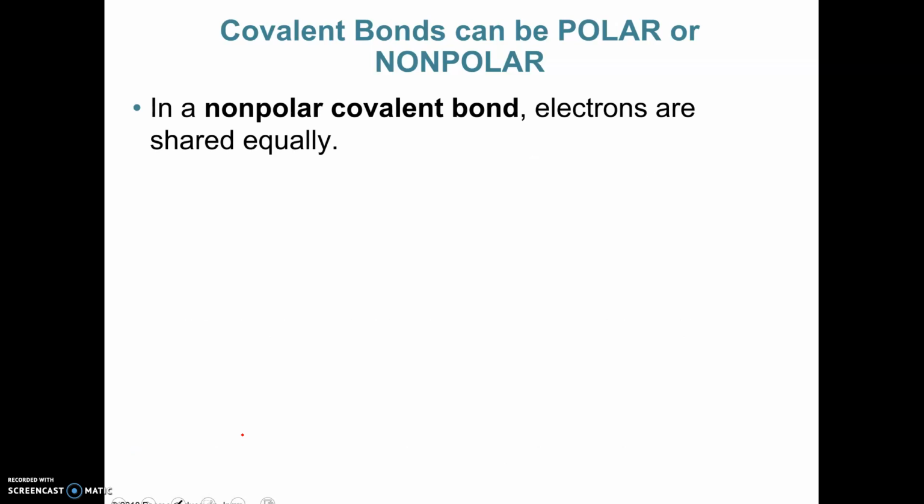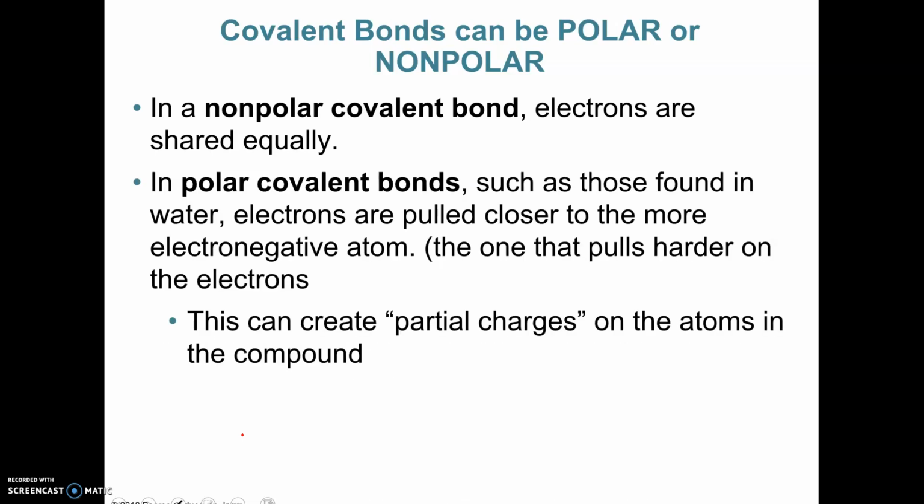So non-polar is where the electrons are shared equally between the two. So neither one is really pulling harder on the electrons than the other. Water is an example of what's called a polar covalent bond, which sounds like it has to do with cold, but it has nothing to do with cold. And that has to do with one of the atoms being much more what's called electronegative than the other.